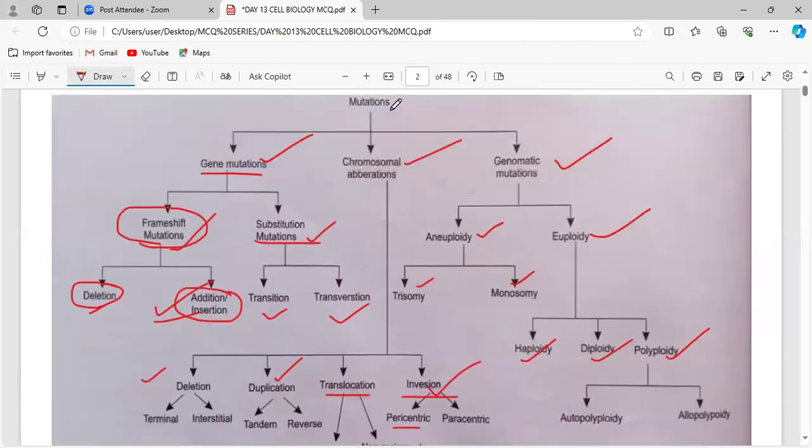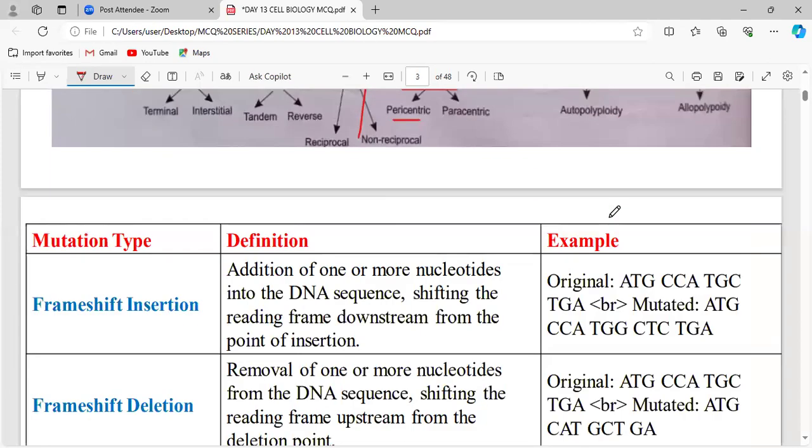We are going to discuss the first half in this class and the second half in the next topic, chromosomal aberrations and chromosomal disorders. In that topic, we are going to discuss all these things. For now, we are going to discuss only the first part.